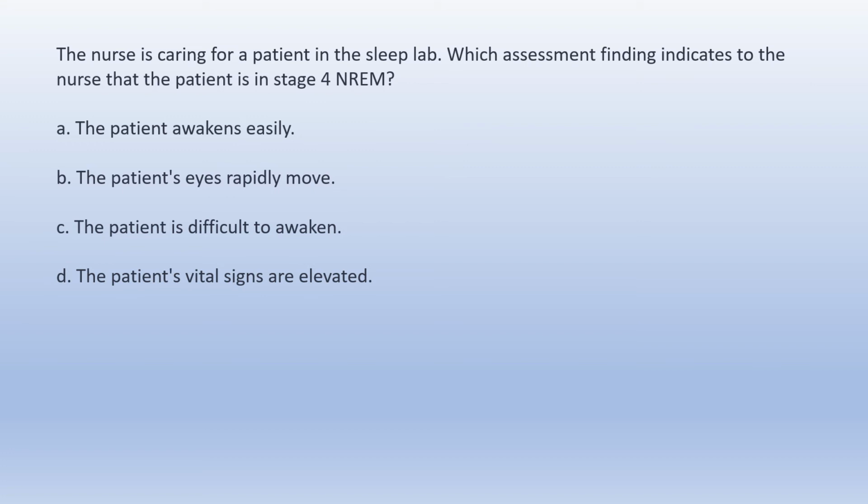The nurse is caring for a patient in the sleep lab. Which assessment finding indicates to the nurse that the patient is in stage 4 non-REM? A. The patient awakens easily. B. The patient's eyes rapidly move. C. The patient is difficult to awaken. D. The patient's vital signs are elevated.